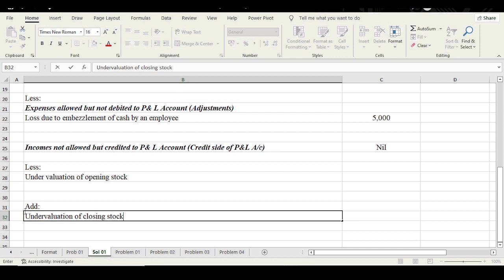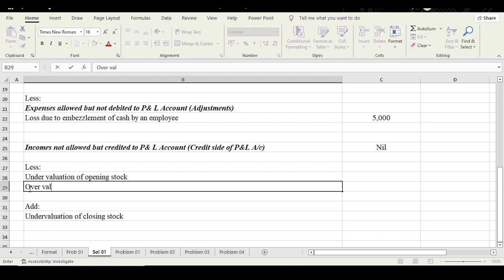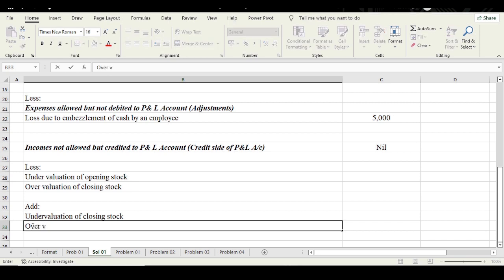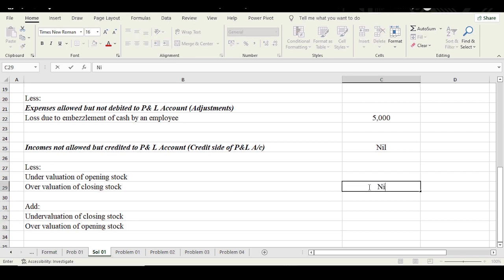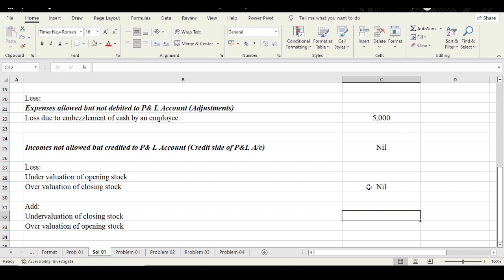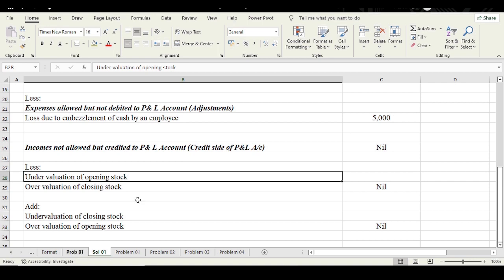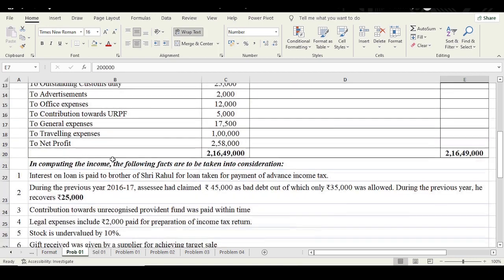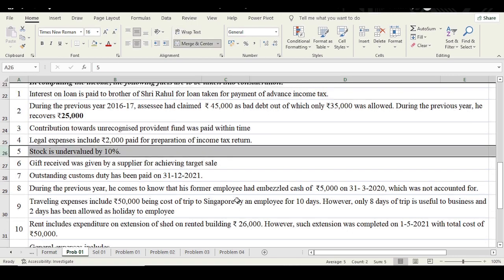Now the reverse holds good for overvaluation. Okay, so overvaluation of closing stock has to be deducted, and overvaluation of opening stock has to be added. Okay, so we don't have this. Overvaluation is not given in this problem. As such, this will be nil. Then the only thing that is now remaining is undervaluation of stock. So how much is it undervalued? Stock is undervalued by 10%.